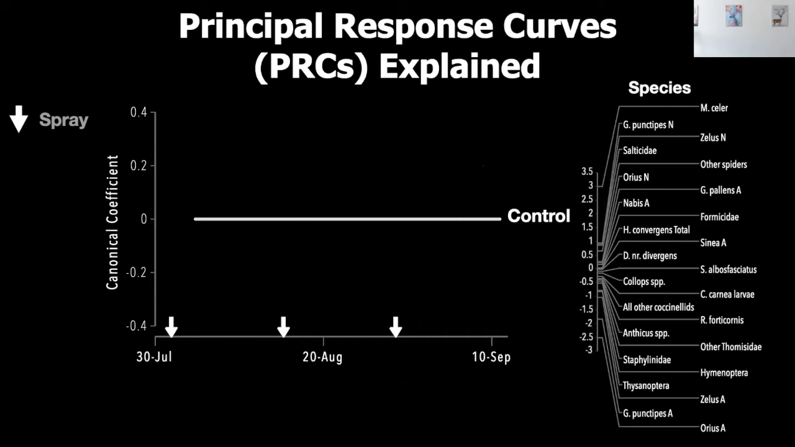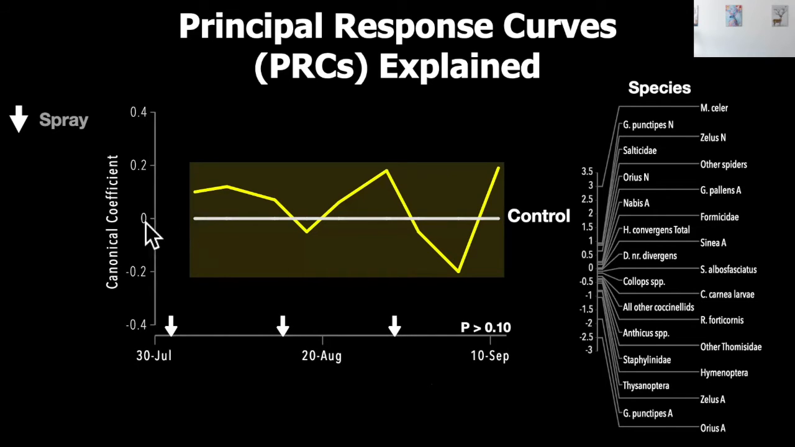Many of you are used to seeing our principal response curve charts, but I'll be giving you a brief explanation. So basically, principal response curves describe temporal changes in community composition between a treatment and a control. These changes are the community response to the three sprays that you did. And these sprays are represented by these three arrows at the bottom.